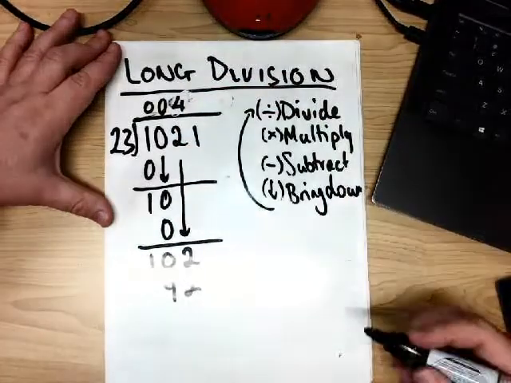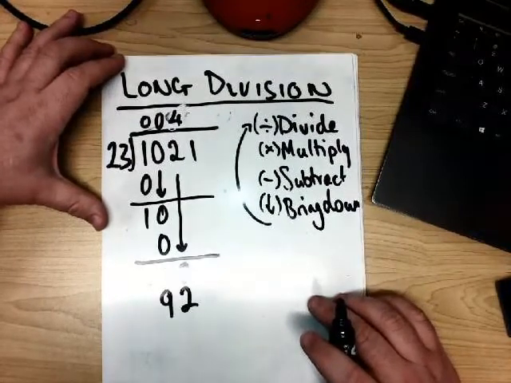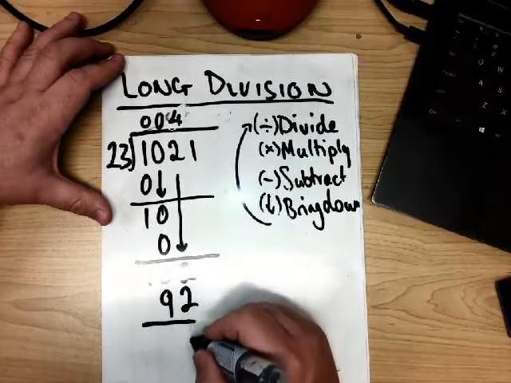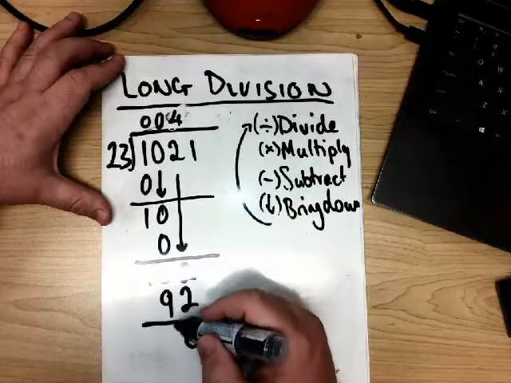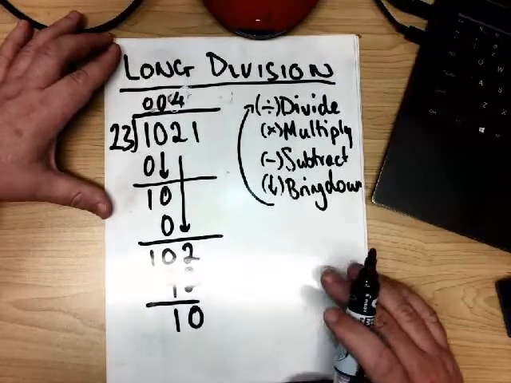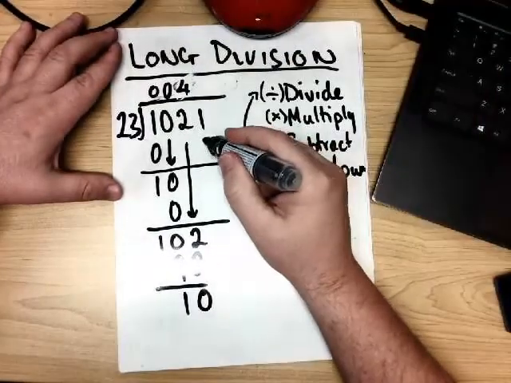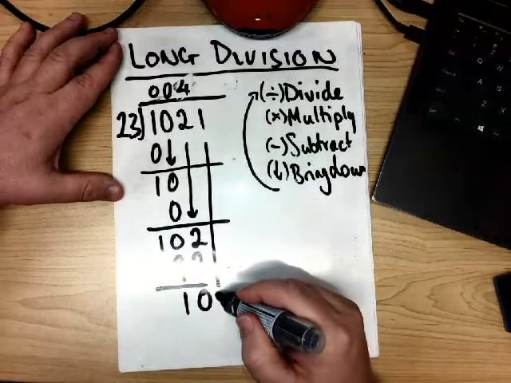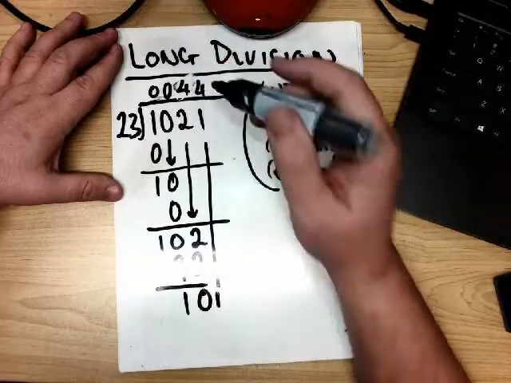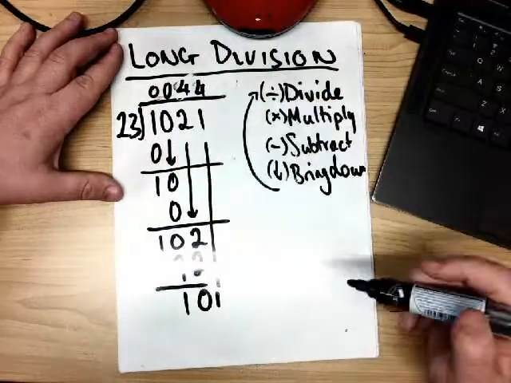Make that a little bit neater since we're doing this for you all. So 92, do that as a subtraction. That's 0, 10 is what that becomes. And then we do another bring down of a 1. And again, we end up with 4 because that's similar to that one. So there are 4 23s in 101.